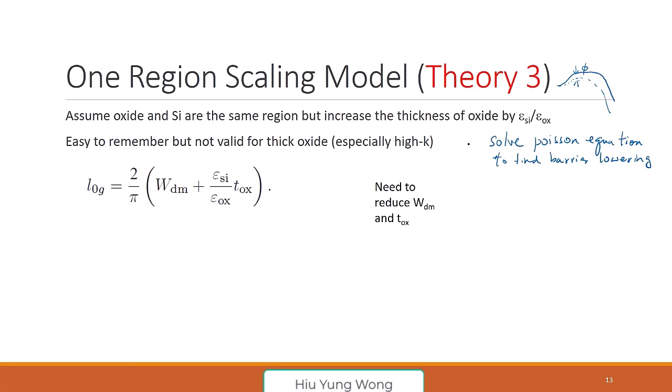But solving the Poisson equation is very difficult because you have two regions. One is the oxide, which has epsilon equal to 3.9. The other is the silicon with epsilon equal to 11.7. It's difficult. So what did they do? What they did is they just increase the oxide thickness by 3 times.